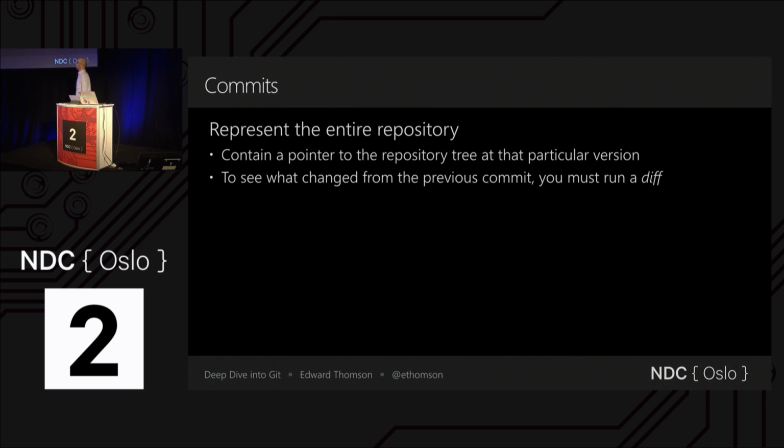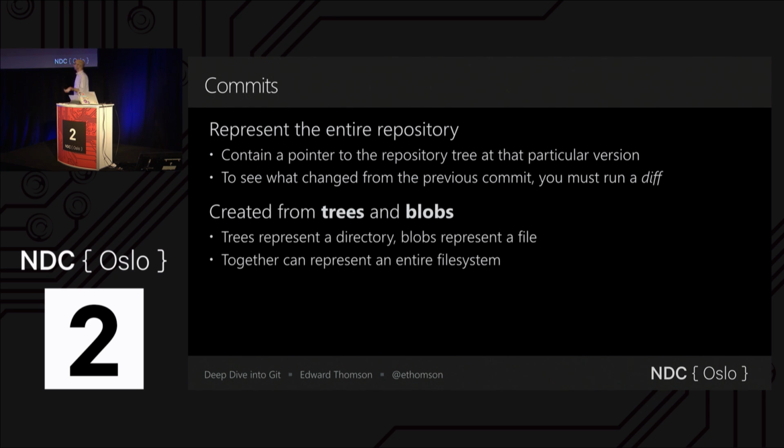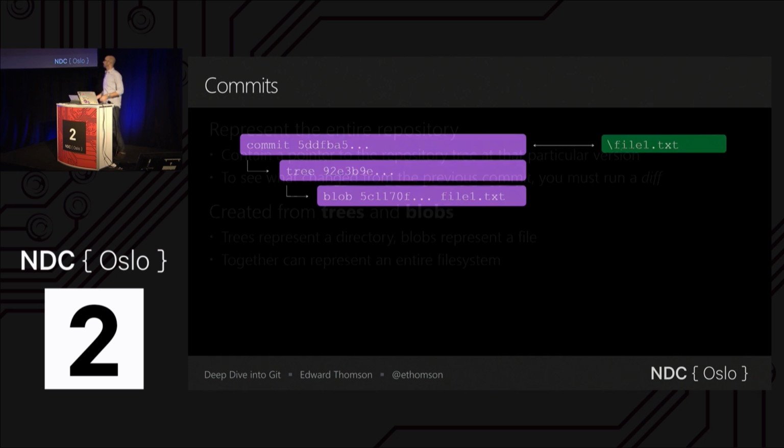Okay, so to make that snapshot, a commit is made up of trees and blobs. Trees are directory objects. They represent file system entries, and blobs represent an actual file. So you have a bunch of blobs, one for each file in your Git repository, and they are organized into trees, and then a commit points to the root tree, the root of your Git repository. It looks something like this.